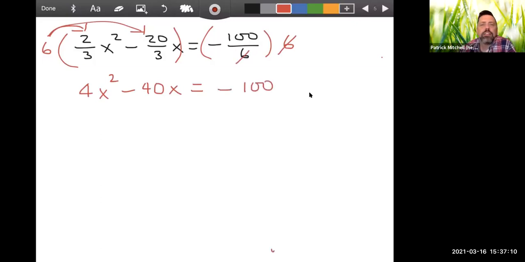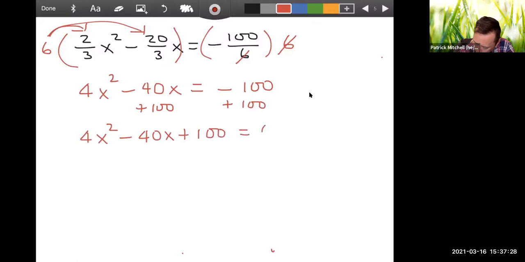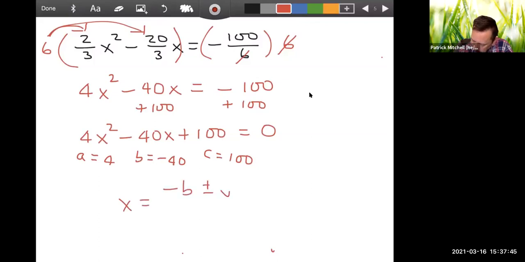Now we'll put this thing in standard form. We have to add 100 to both sides. That gives us 4x squared minus 40x plus 100 equals 0. So A is 4, B is negative 40, C is 100. One more time, x equals negative b plus or minus the square root of b squared minus 4ac all over 2a.